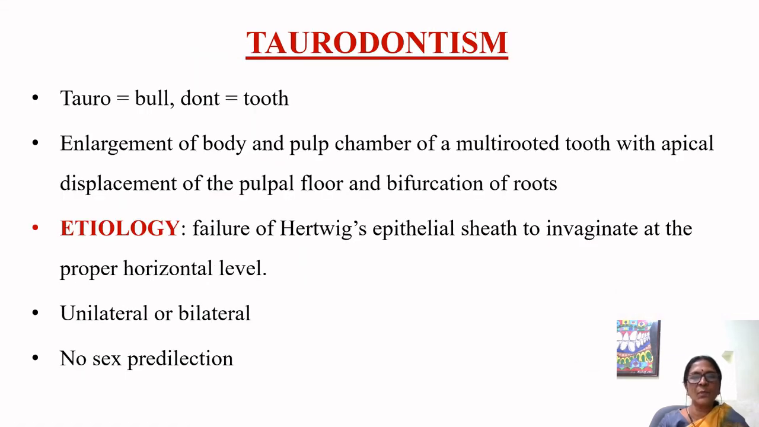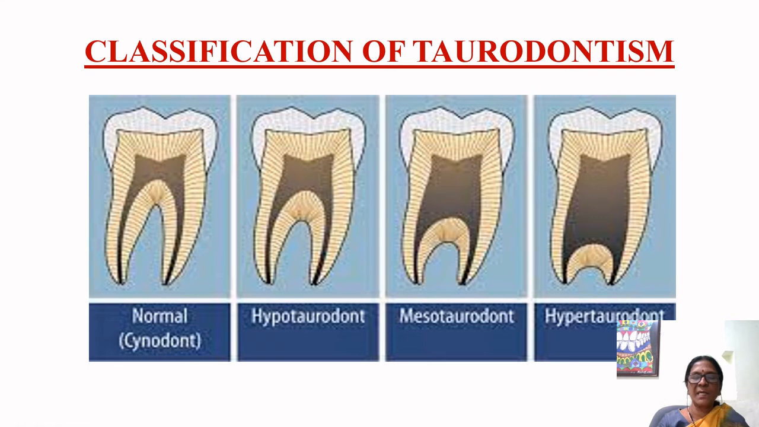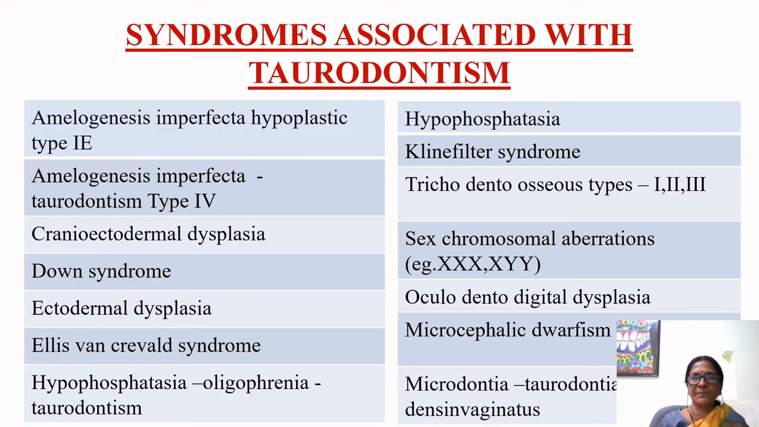Taurodontism, a bull tooth: enlargement of the body and pulp chamber of a multi-rooted tooth with apical displacement of the pulpal floor and bifurcation of the roots. The etiology is failure of Hertwig's epithelial root sheath to invaginate at the proper horizontal level. They may be unilateral or bilateral, and there is no sex predilection. Classification: normal, hypotaurodontism, mesotaurodontism or hypertaurodontism.